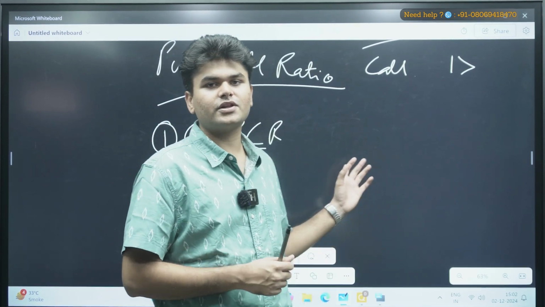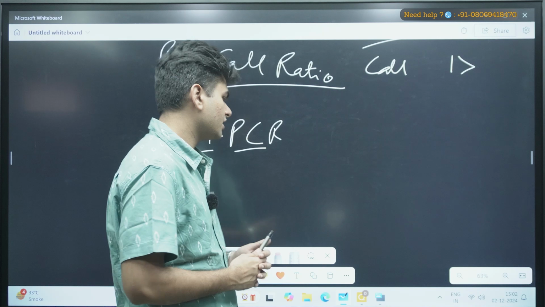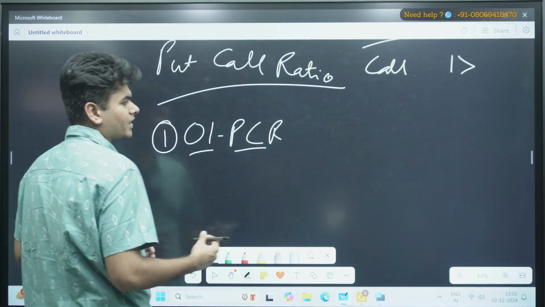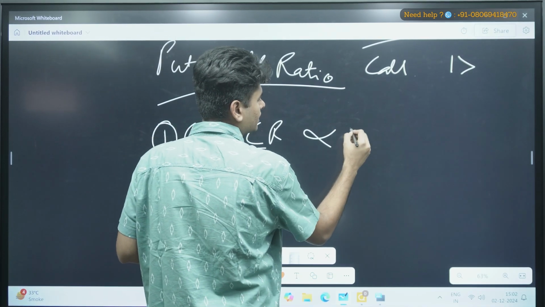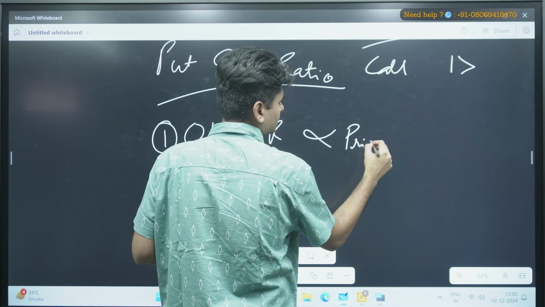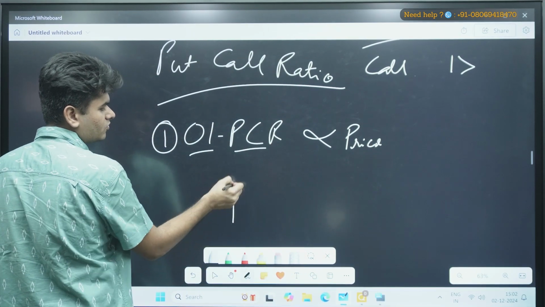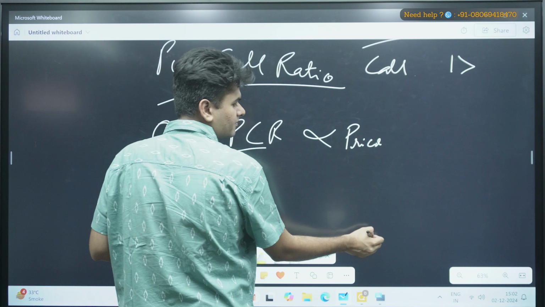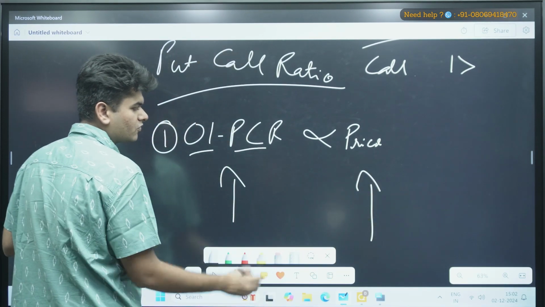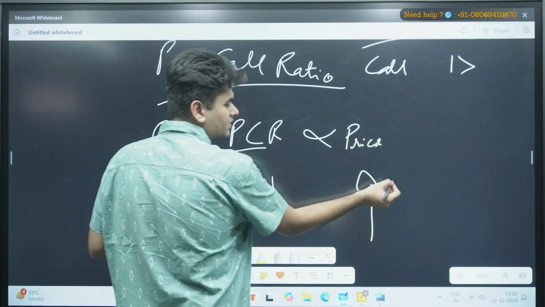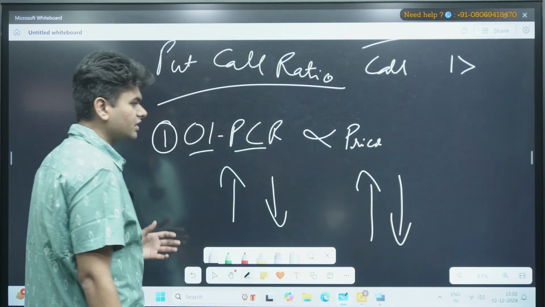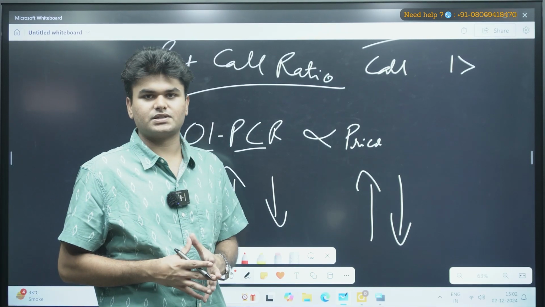Now, when we talk about the characteristics of this PCR, it is directly related to the price. So that is telling you that if the OI PCR is increasing, that means the price tends to increase. If OI PCR is falling, that means price is falling. So this is the indication which you can take from the OI PCR.